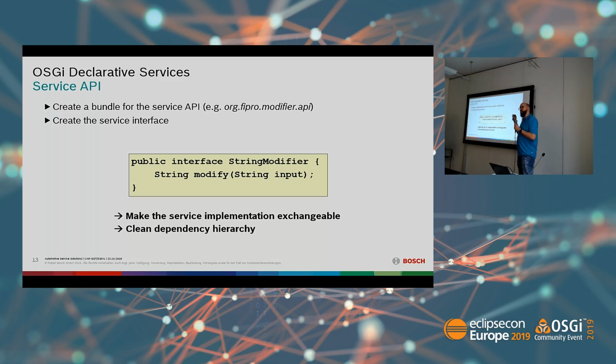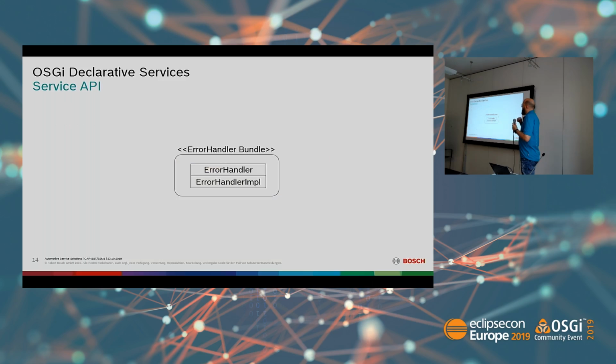The main thing why we are creating the interface in a separate bundle is that we are making the service implementation exchangeable. If we have the service implementation and the interface in the same bundle, how do you want to replace that implementation? That's not possible. And you have a clean dependency hierarchy. For this, I have made my tremendous PowerPoint skills in animation here. So let's assume we have this error handler bundle, and we have the interface error handler, and we have a service implementation error handler impl.